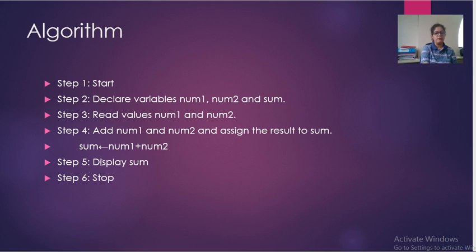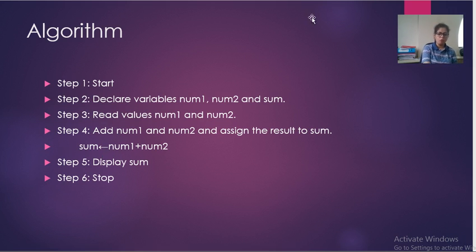So step number 5 is display sum. It will display the result. Step number 6 is stop. We always have to use start and stop as the first and last instructions, to start the algorithm and to stop the algorithm. So students, I hope it is clear to you how we have to write the algorithm and what steps we have to follow while writing it. By using this procedure, you can write an algorithm for any procedure.